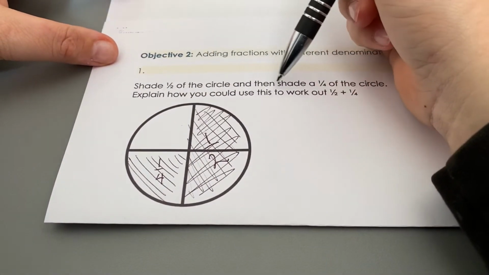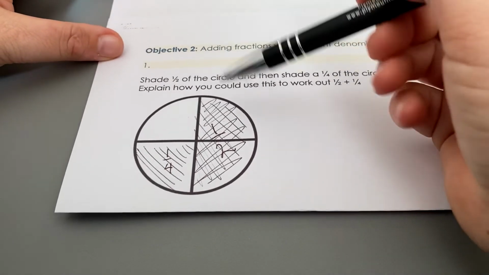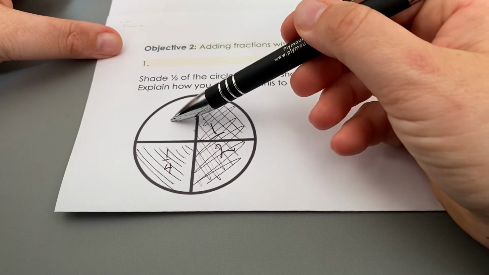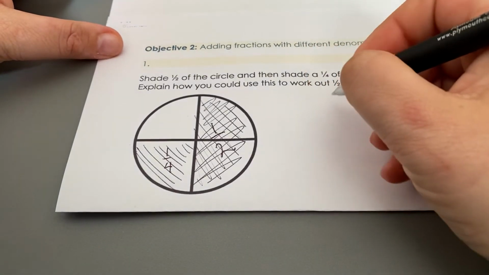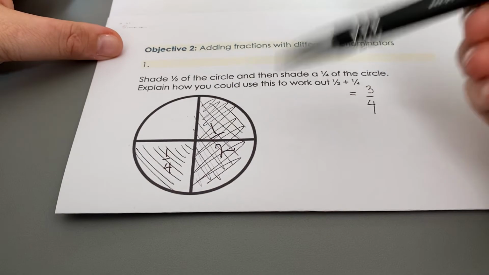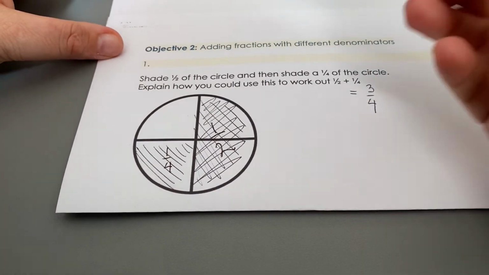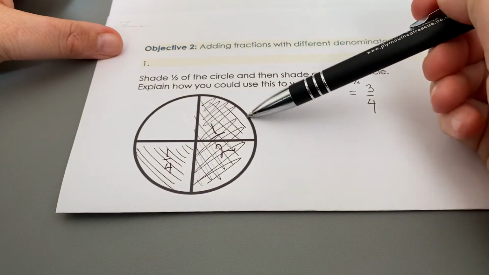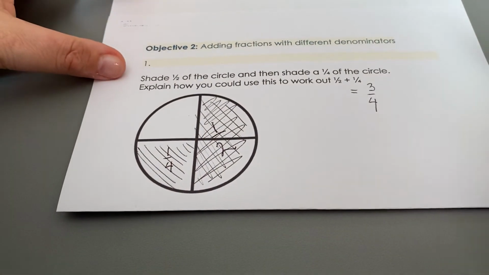Now explain how you could use this to work out 1/2 add 1/4. So if we look at the diagram, the circle itself has 4 equal sections, and out of those 3 sections are shaded. So the answer to this question here is 3/4. And the way we can use this diagram is exactly as I've just explained, and we can also tell that a half is the same as 2 quarters as an equivalent fraction.